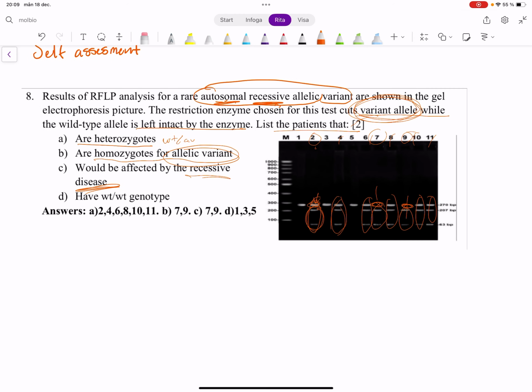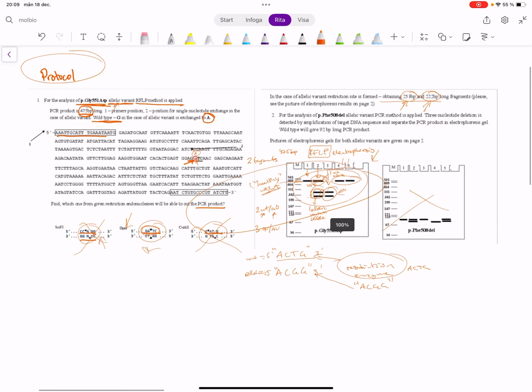And who has a wild type genome? That would be number 1, number 3, 5, I think. Yeah, number 5. They will have wild type because there has been no cuts and the patient is healthy. Yeah, so this is RFLP.